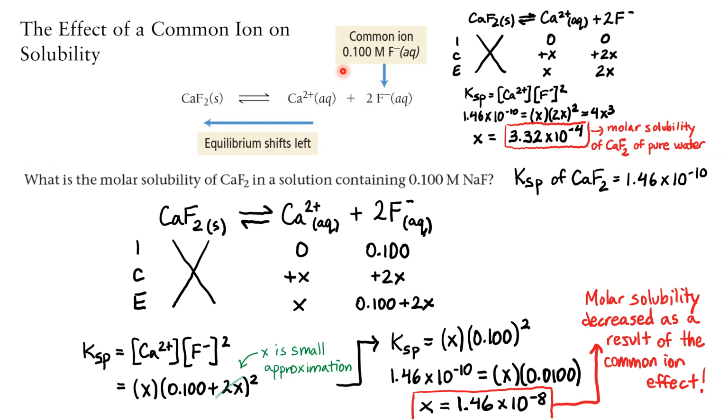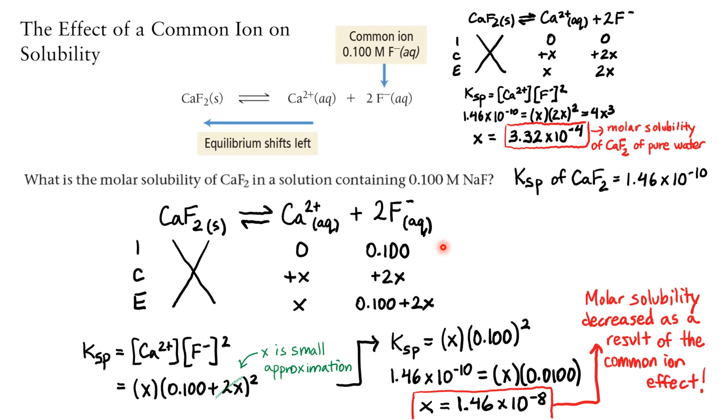But now that you added a common ion, you've disturbed the equilibrium. You're pushing it towards the left. You're forcing the formation of solid, and you're preventing the solid from even breaking up further into its positive and negative constituents. So your molar solubility is going to decrease now because it's going to the left as a result of a common ion.